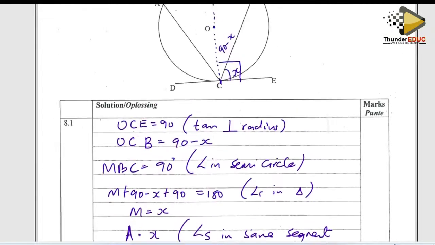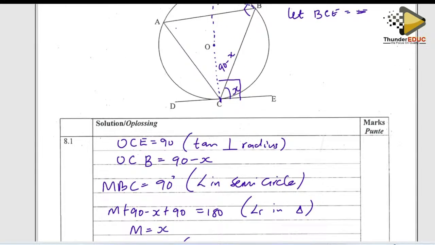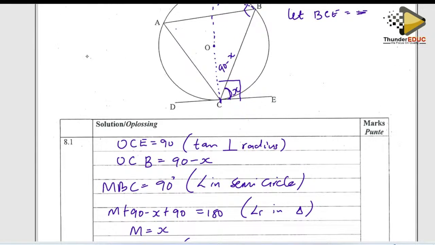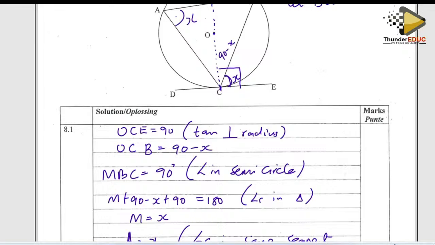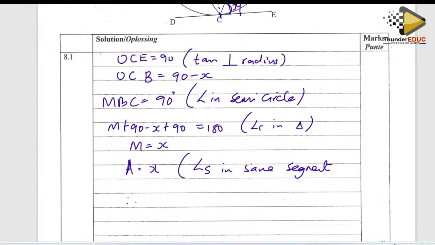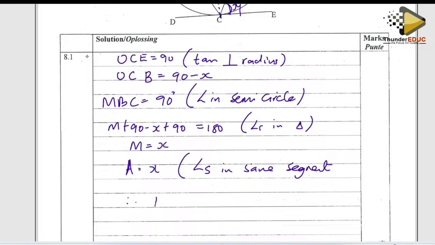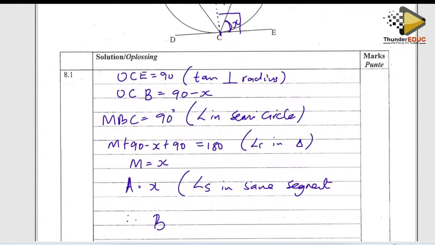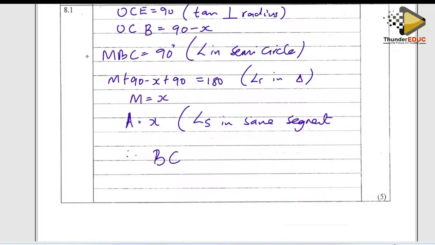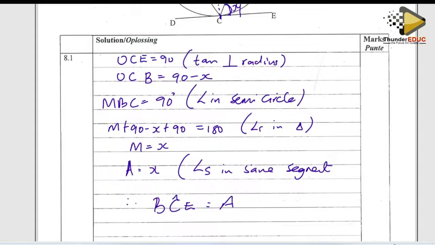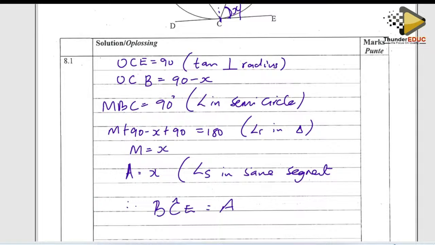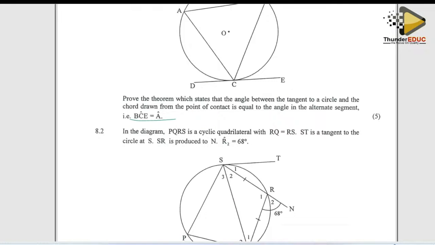Angles in the same segment, and then you just draw the conclusion, because we say this was X and now this one is also X. Therefore BCE is equal to A. Okay, so that is how you prove that. Should be 5 marks.